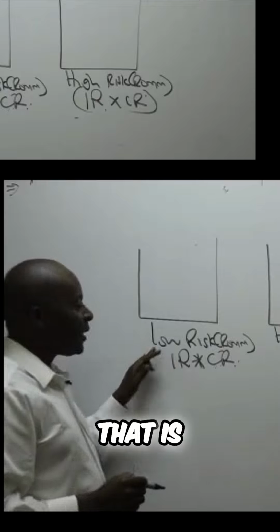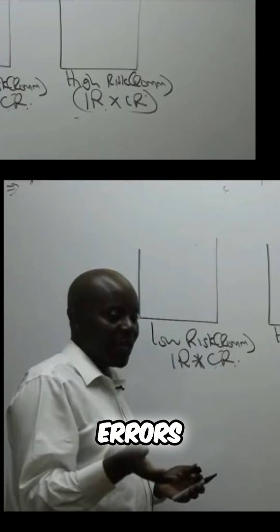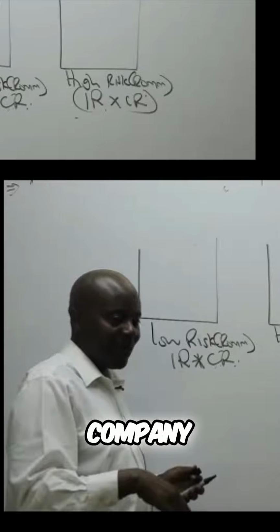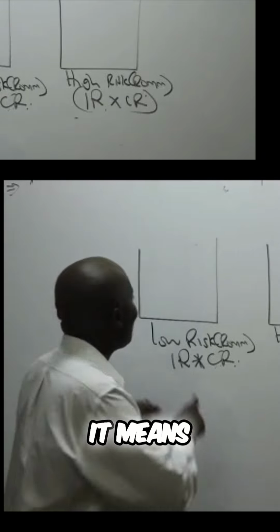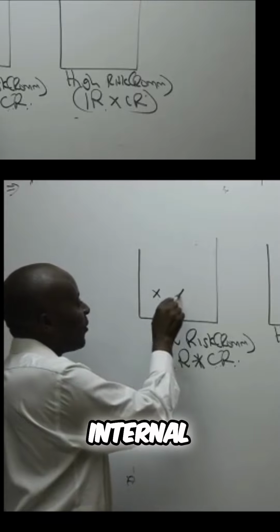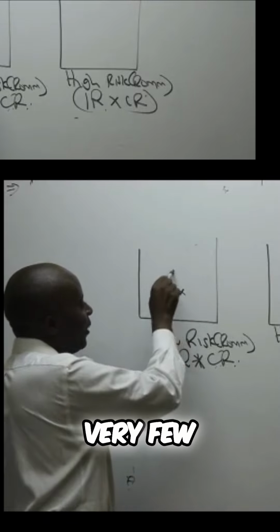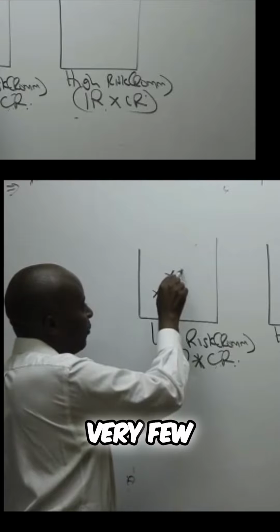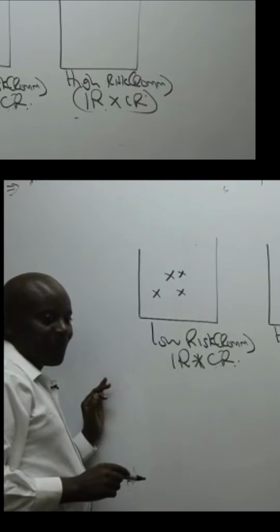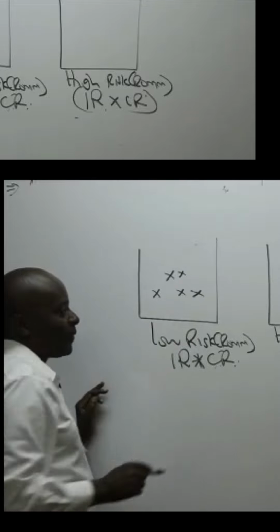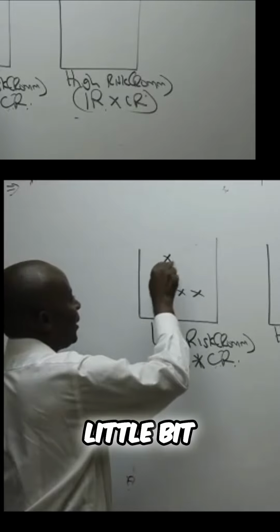Now, a company that is having a low risk will have very few errors. When the risk of material misstatement is low, it means you'll have very few. When your internal control systems are working, you will have, ladies and gentlemen, very few errors like that. Okay, let me just put this up a little bit.